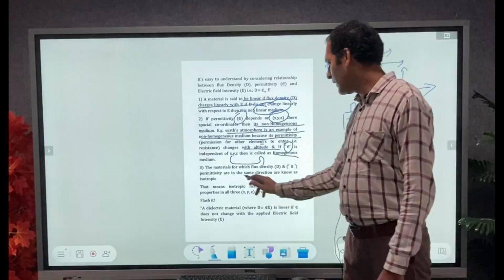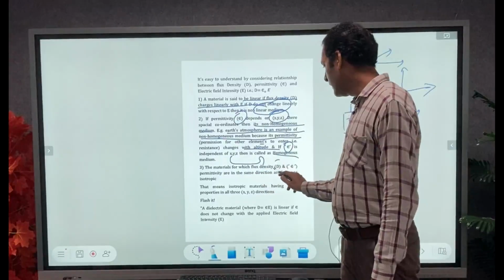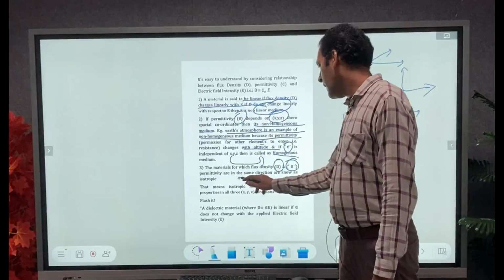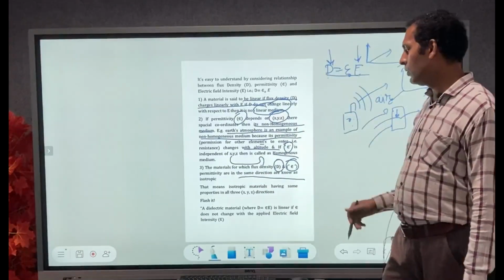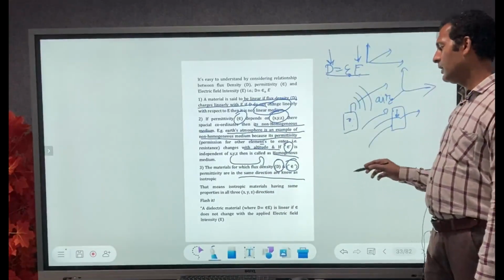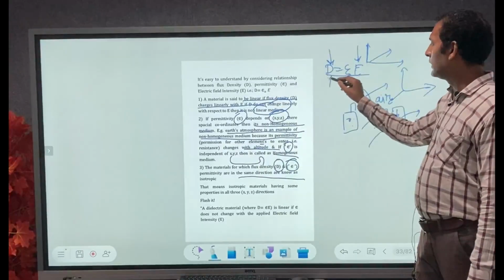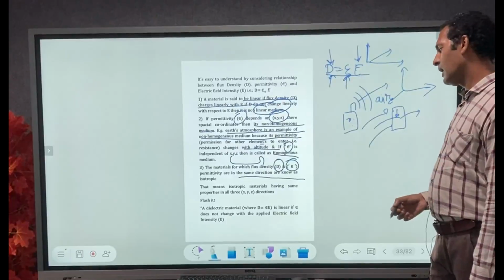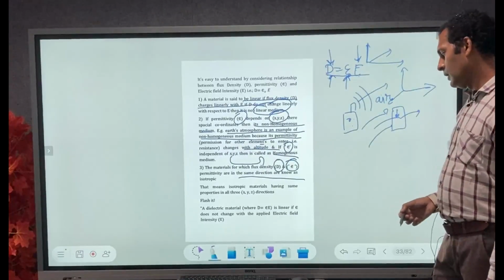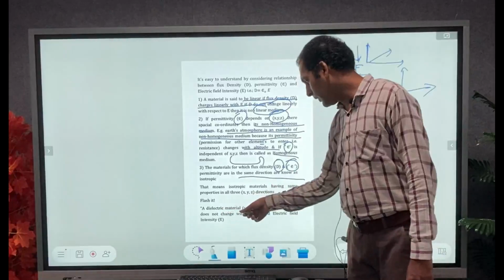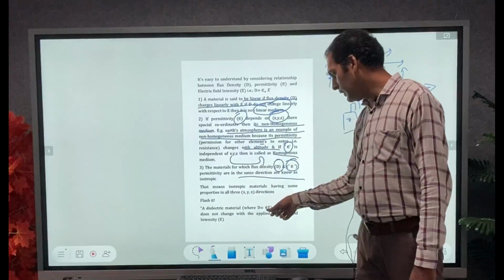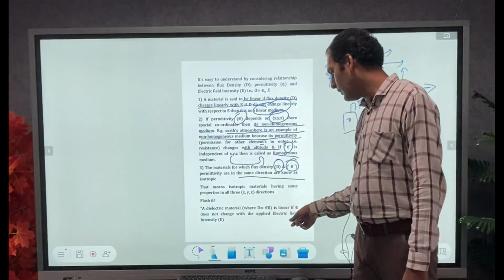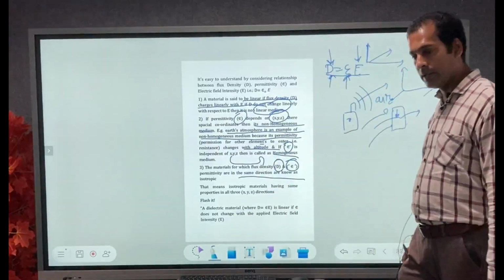Third one, the materials for which flux density D and epsilon, that is permittivity, are in the same direction are known as isotropic. That means epsilon and D should move in the same direction, then it will be called isotropic. We can say a dielectric material, that is D is equal to epsilon E, is linear if epsilon does not change with the applied electric field intensity.